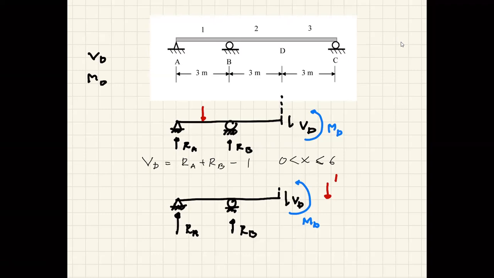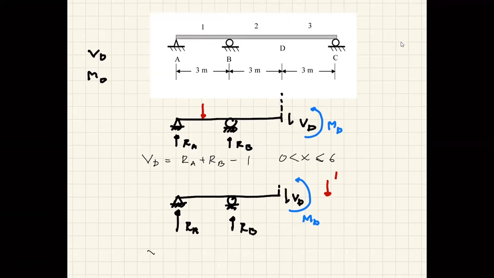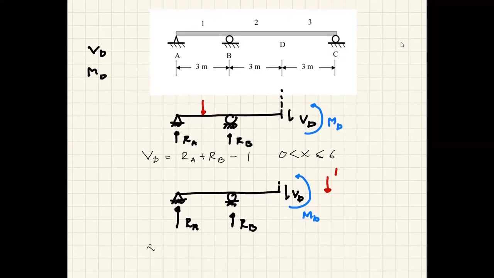And then the second free body diagram, this is when the unit load moves away from the zone. So my VD now is simply equal to RA plus RB, right? And this one is valid when x is, say, from 6 to 9.